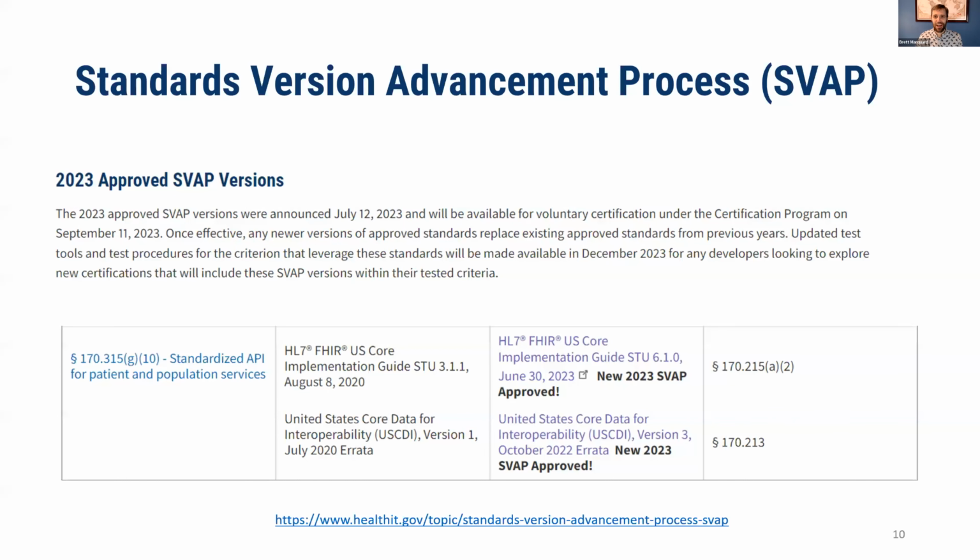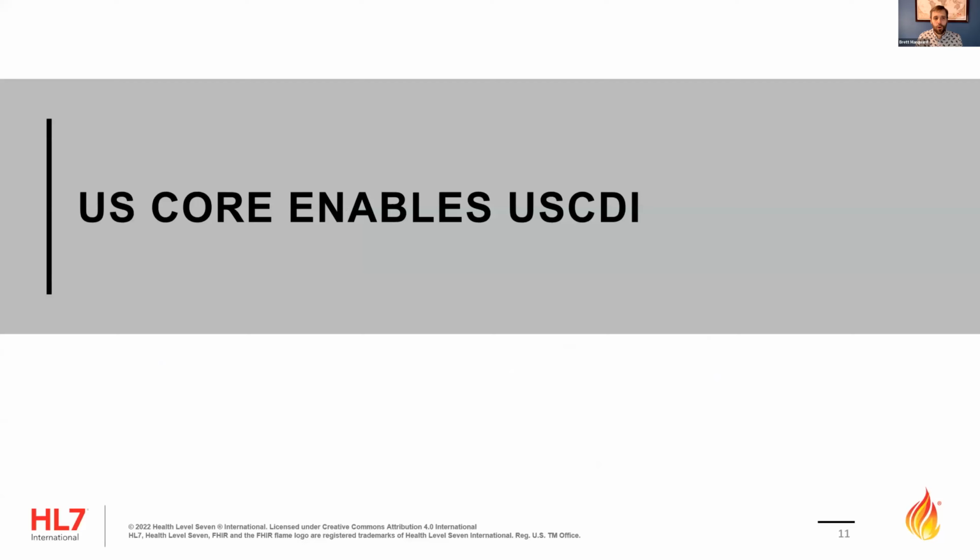I have no idea what ONC is actually going to do here, but optimistic, of course. Okay, so how does US Core enable USCDI?